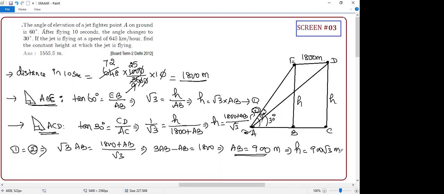Sir, whether I need to take 900 root 3, they didn't give the value, but the final answer they are using is 1558. Guys, can you apply 1.73 instead of root 3 and multiply with 900? Someone please confirm the answer. Sir, if we keep that as the answer, they'll not give the mark, sir. Yes, they will give the mark because they didn't give you the value.